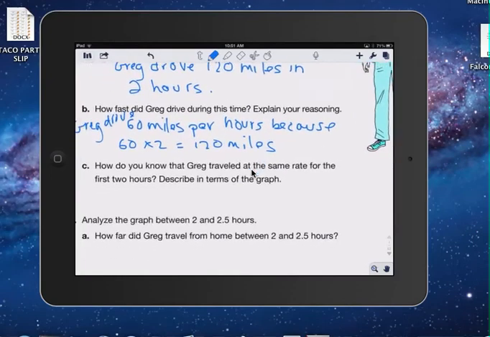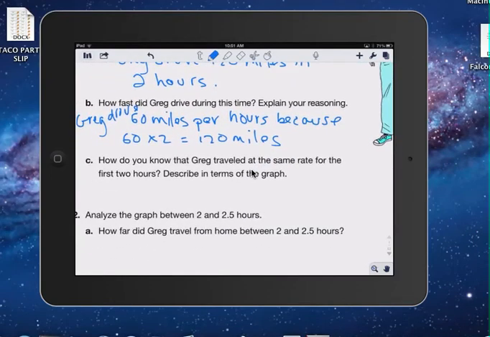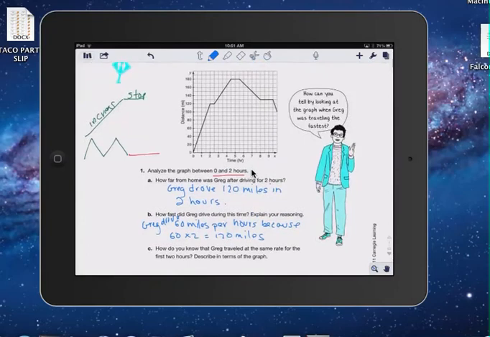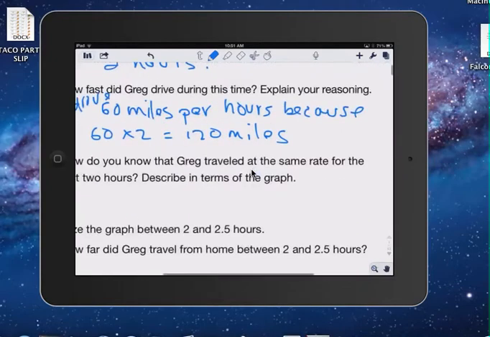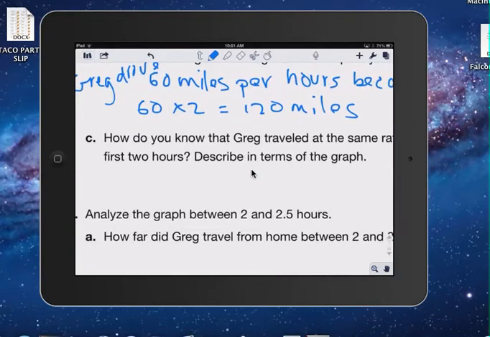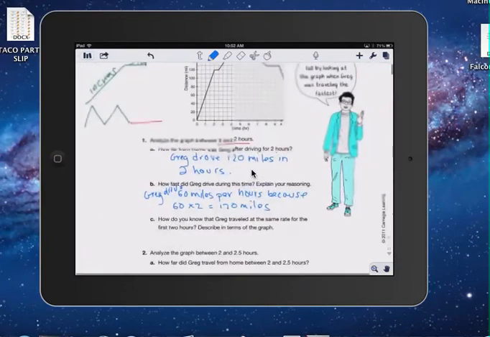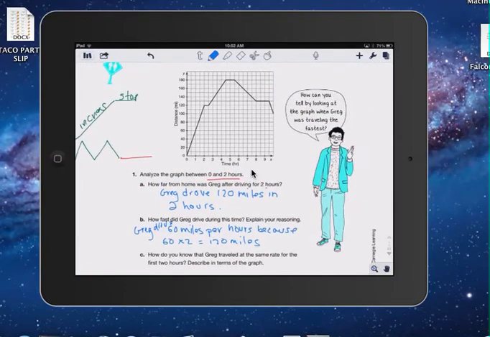How do you know Greg traveled the same rate for the first 2 hours? How do you know? Yes. Because using the graph. They're asking you, okay, you guys, when they put here, describe in terms of the graph, that means using the graph. How do you know that he was driving 60 miles per hour? That was his speed. When he puts the gas, it was 60 miles, and he did that for 2 hours. How do you know that? Using the graph. I want you to discuss that amongst your table.